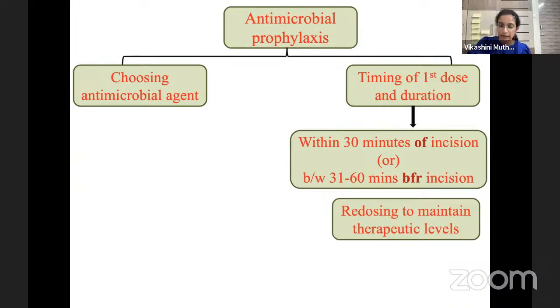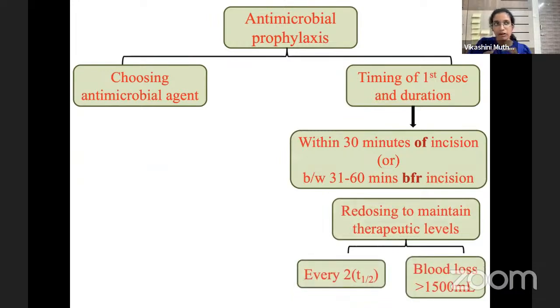Redosing is done only to maintain therapeutic levels, and it is indicated if there is a prolonged surgery going on: for every 2 half-lives of that particular antibiotic which you gave earlier, you need to repeat the prophylactic dose. Next is when there is a blood loss of more than 1500 ml. The blood that contained the antibiotic is already lost. That is why you have to redose the antibiotic when there is more than 1.5 liters of blood loss. So you got me right.